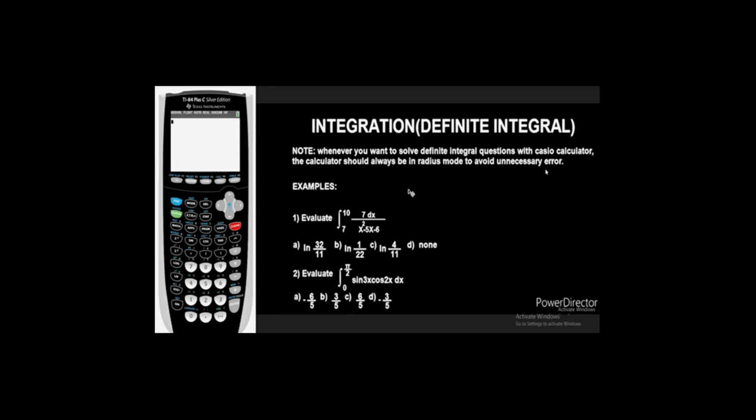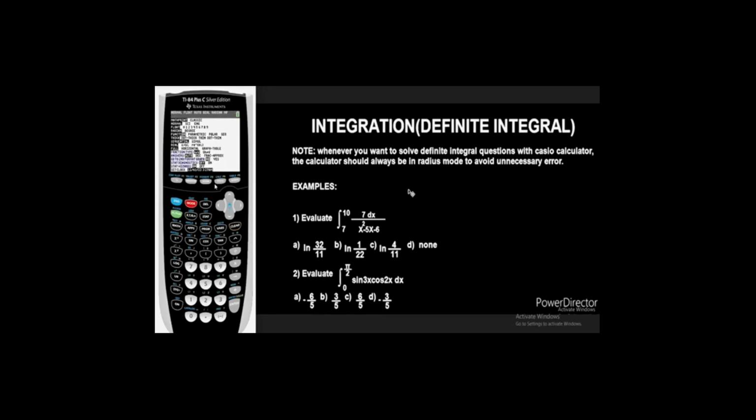Very important, guys. This is very important. It should be in radian mode. Now by default, this TI-84 Plus is in radian mode. If yours isn't in radian mode, perhaps it is in degree. All you have to do to put it in radian mode is to come to this mode button, you press mode.